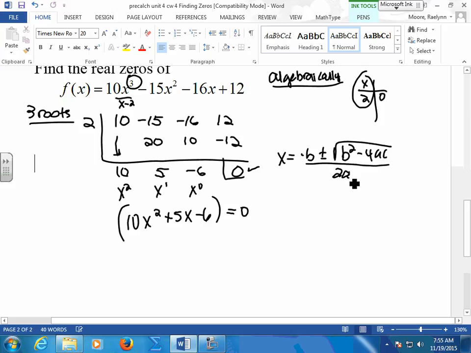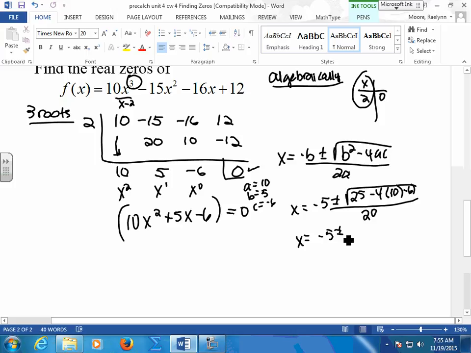Some roots just don't work out nicely. So we know that A is 10, B is 5, and C is negative 6. And if you put that part in your calculator, you get 265. Can we reduce 265 at all to a perfect square? No. And do not cross out the 5 and the 20, because these are 2 terms up here.